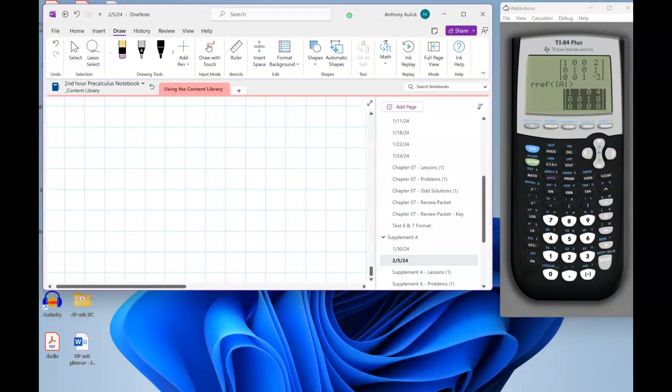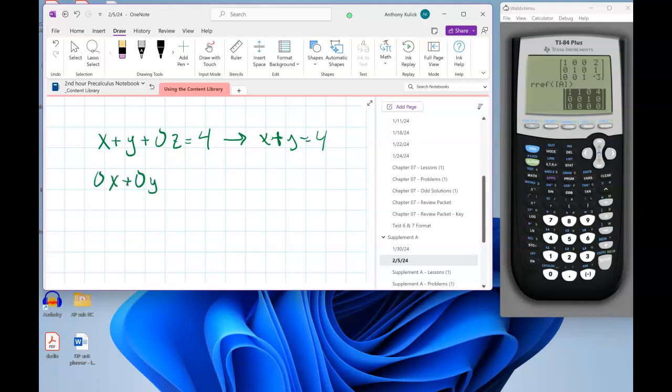So if I look at the first row, what is that first row saying? It says x plus y plus 0z is equal to 4, or just x plus y is equal to 4, right? If I look at the second row, that's 0x plus 0y plus z is equal to 0, or just z is equal to 0, right?